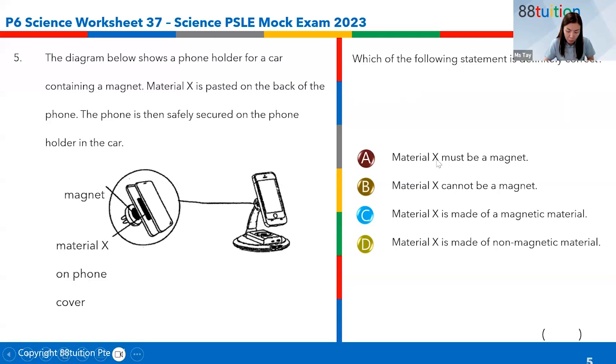Okay, I wouldn't want to put a magnet behind my phone. So usually I will just put magnetic material. So if you want an exact answer, of course, it's going to be C. Okay, if X is not magnetic material, it cannot be attracted to the magnet. Clear? Yeah.